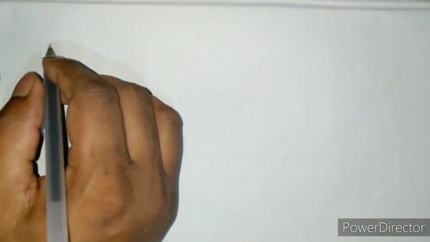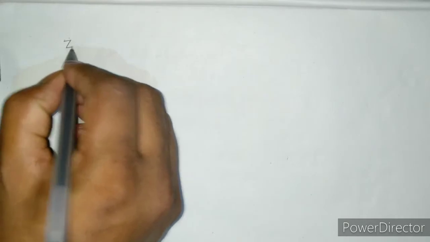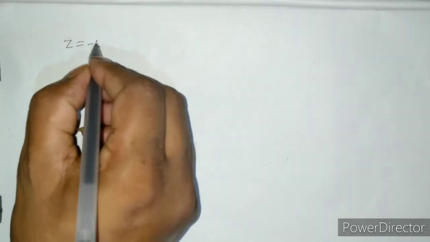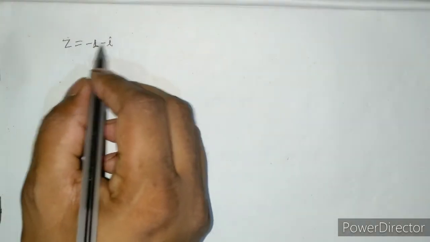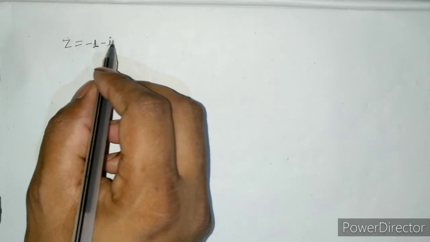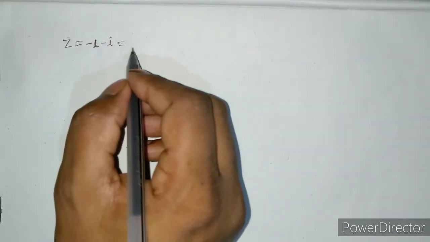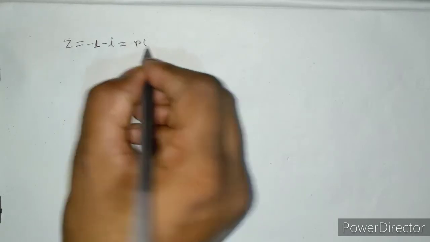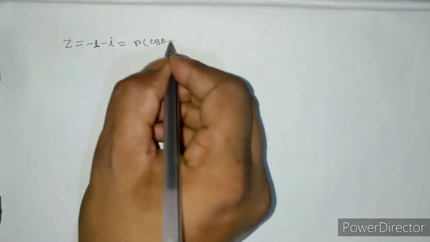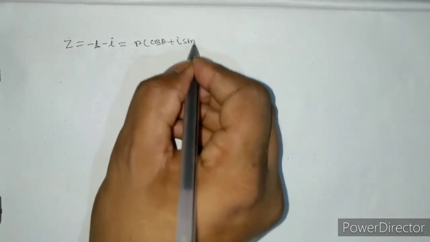Okay, let us try to solve one more problem, and the problem is z equals minus 1 minus i. We will find the modulus and principal argument. So write this equals r cos theta plus i sin theta.